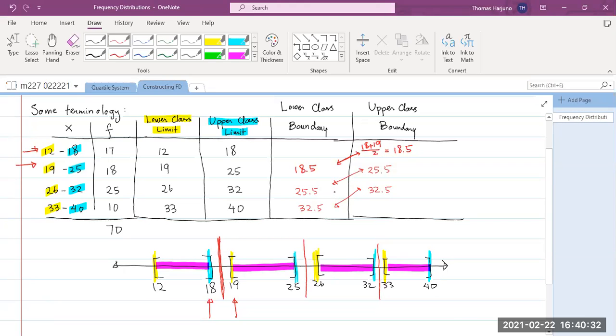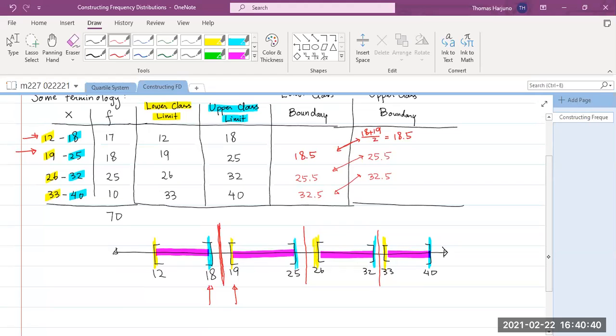Now, the purpose of boundaries basically is to tell us the cutoff of where we put certain data into which class. So, for example, let's say these numbers here represent the ages of people coming to Thomas classes. Now, if somebody is 30 years old, it's easy, it must be in this class. 37 years old, it's easy, it must be in this class, right?